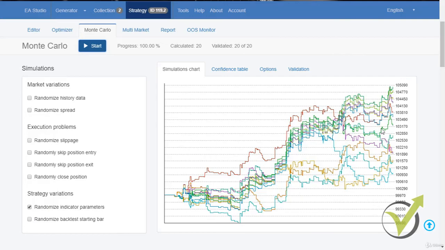Also, you can test it for the randomized indicator parameters. So this will prove that our strategy is not over optimized. As you can see, there is no losing profit line. So it means that here each test is with different parameters for the indicators, and this is another proof that our strategy is not over optimized.